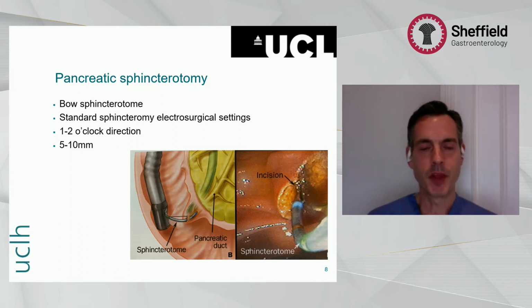use a standard sphincterotome. One used to talk of pure cut current for the cut. I think that's probably no longer necessary with the modern systems. We're cutting in a 1 or 2 o'clock direction as depicted on the right-hand side for a distance of about 5-10 millimeters. But if you've done plenty of biliary sphincterotomies, there is no mystery to undertaking a pancreatic sphincterotomy.